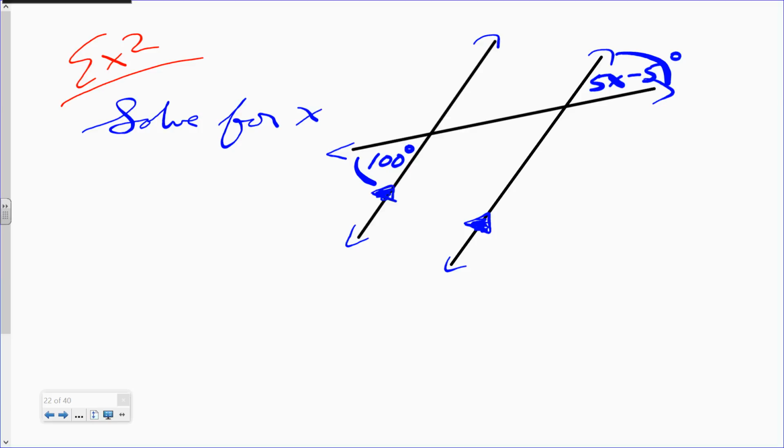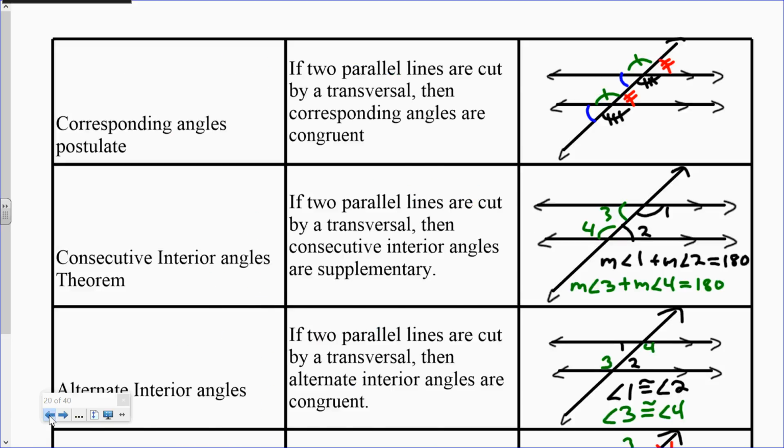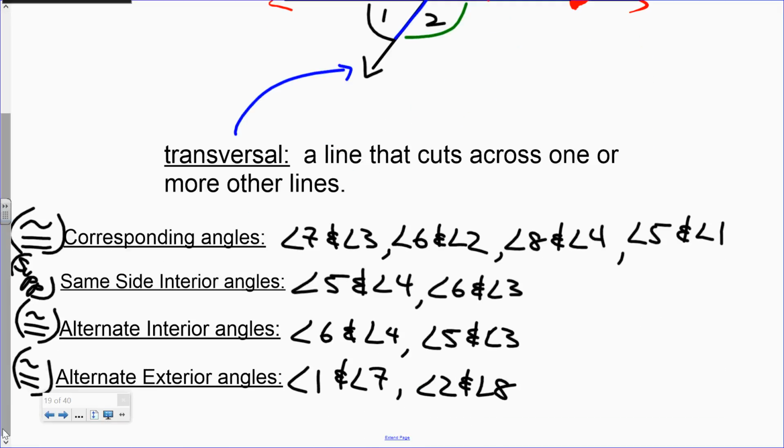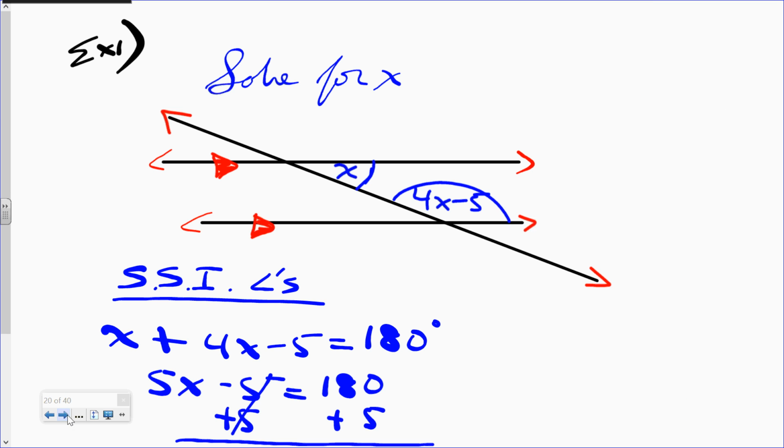It's alternate something. Exterior. Interior is where my palm is at. This would be the interior in between the parallel lines. So we're dealing with alternate exterior. So in alternate exterior angles, we wrote down that alternate exterior, notice, they're congruent. They're the same measure. They're the same degrees. So let's do it. There's our equation.